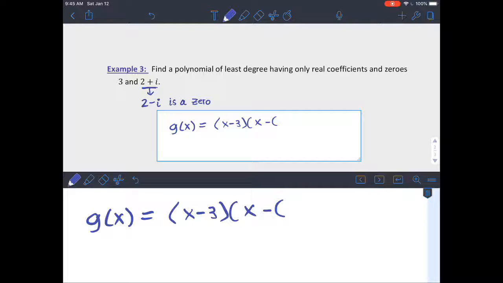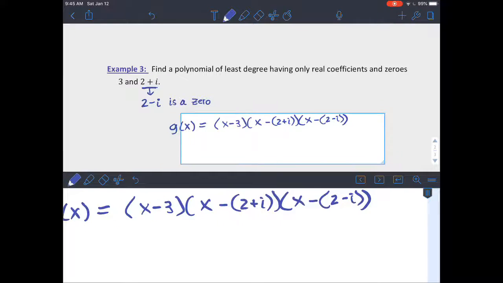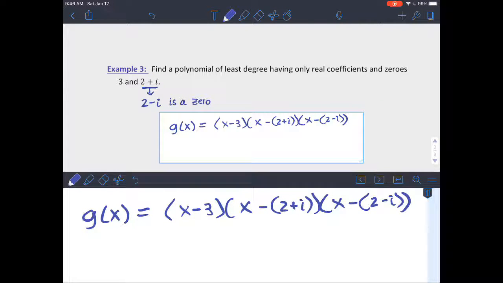If 2 plus i is a 0, then x minus the quantity of 2 plus i is a factor. And then for our conjugate, x minus the quantity of 2 minus i is also a factor. Now, when it was all real numbers, I was okay with it being in factored form, but this is really messy, and if you multiply it back, it'll get a lot nicer. So if you have complex numbers, go ahead and actually multiply those back together so that you're only going to end up with real number coefficients. It's going to be a little bit messy, but please do.